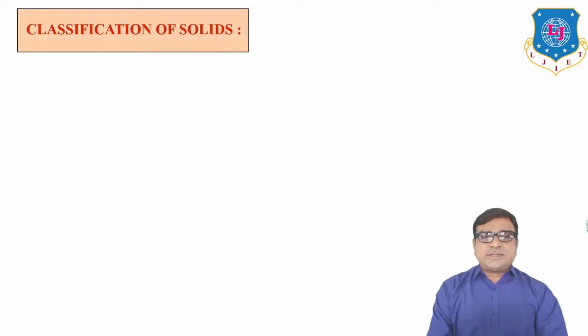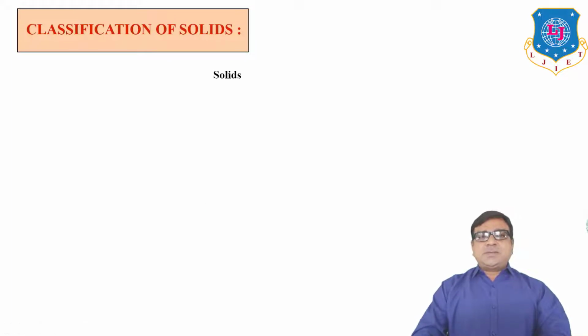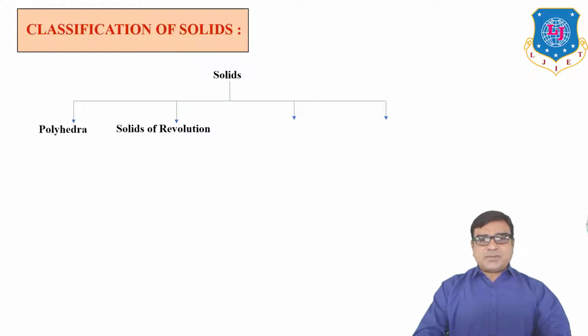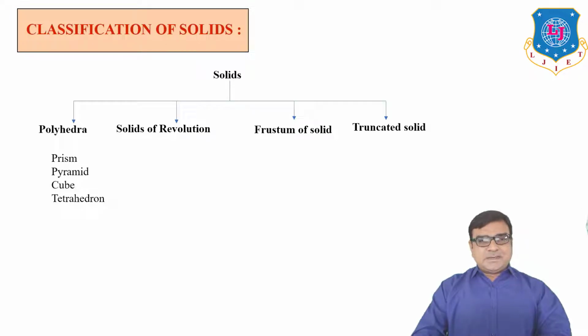First of all, we will see what is the classification of solids. So solids are 3D objects. We classify the solids basically in four parts. First is polyhedra, solids of revolution, frustum of solid, and truncated of solid. Polyhedra covers prism, pyramid, cube, tetrahedron. Solids of revolution include cylinder, cone and sphere.